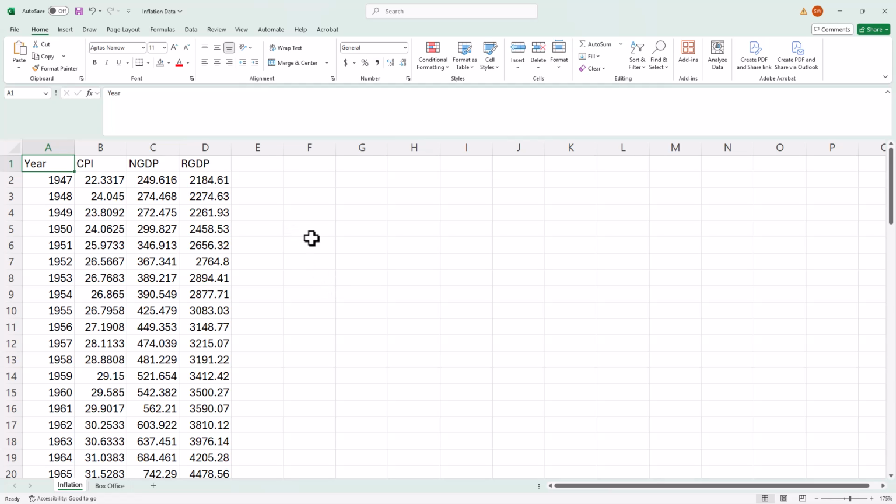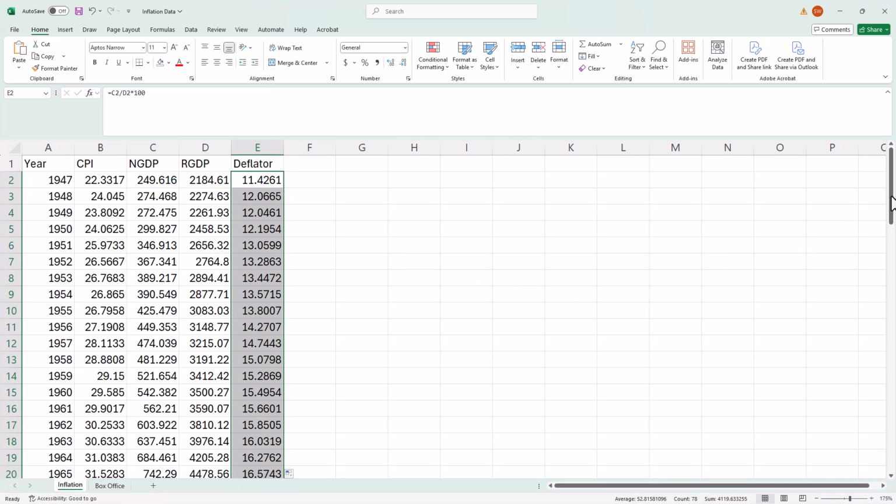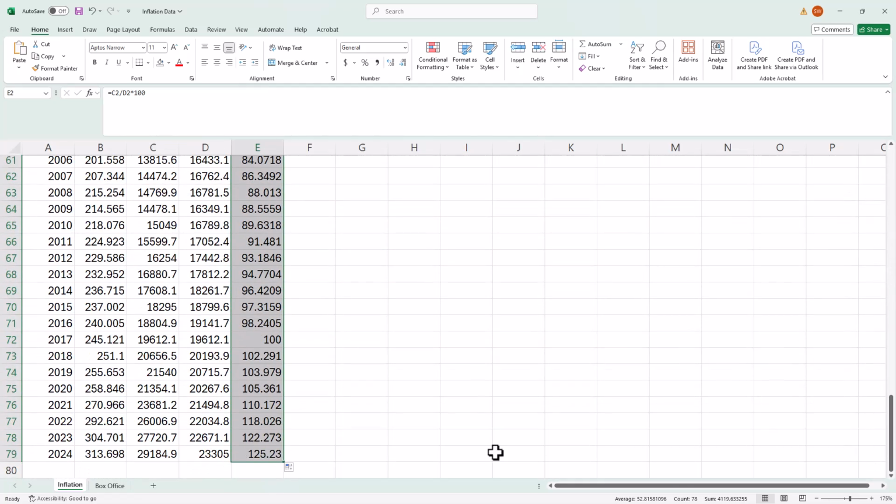First, let's calculate our GDP deflator. Just like before, we calculate that by taking our nominal GDP divided by real GDP and then multiplying by 100. We're going to copy that formula all the way down, and if we scroll down through history, we can see here that the GDP deflator is 100 in 2017, which indicates 2017 is the base year when calculating real GDP.